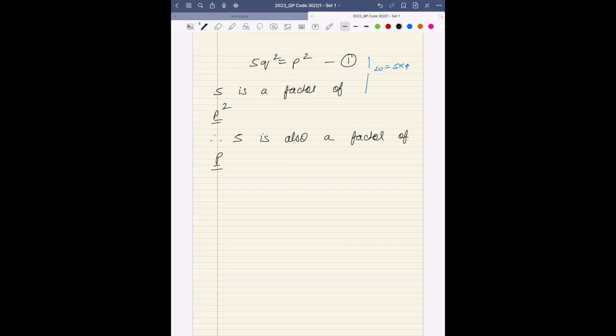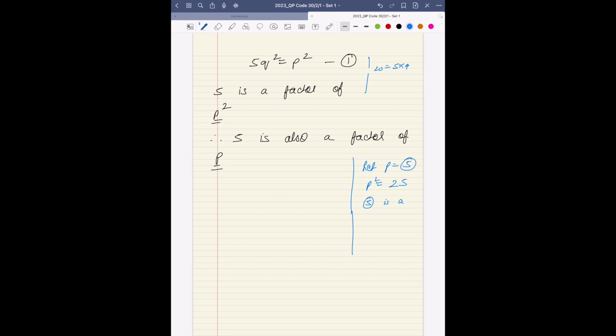Confusing? Why? Good question. See, whenever you are in confusion, take a number. P square, in short, is a perfect square. So I'll show you over here. Let P be 5. So P square becomes 25, right? What are the factors of 25? So 5 is a factor of 25, and 5 is a factor of P as well, correct?